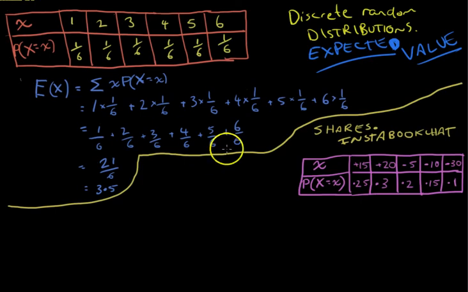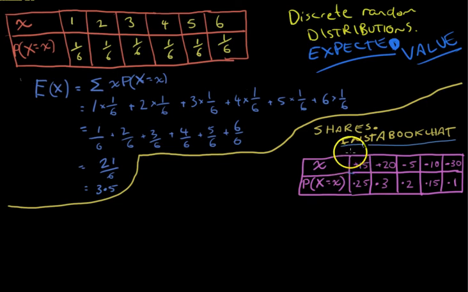Okay, so here's a second example here. I'm trying to get away from the gambling idea, sort of. This time we're looking at a share, so some sort of stock on the share market. I've called my stock Instabook Chat. It's the latest technological craze, whatever. Now here is how the price of my share might change on any given day.